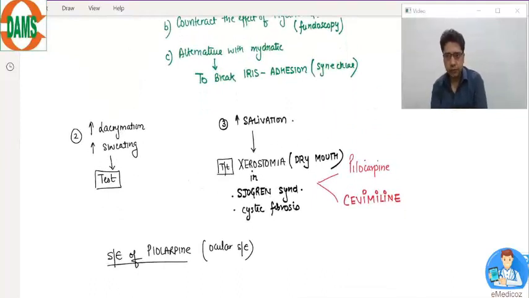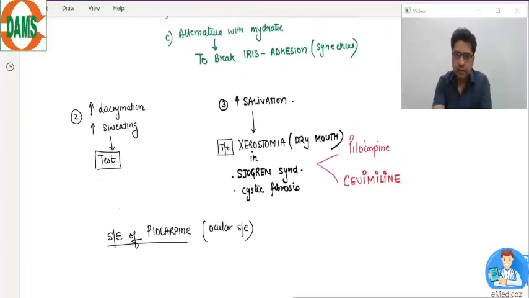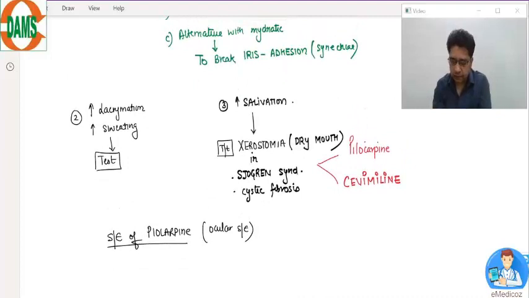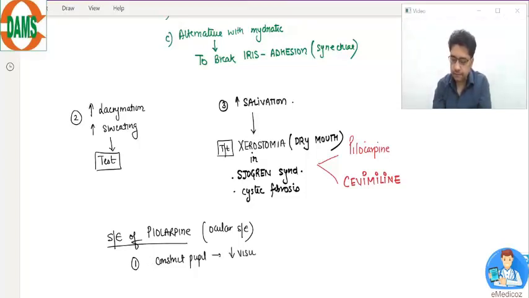Now, first point. Can we say when the pupil is constricted, there is miosis? Because of this miosis, there will be a decrease in visual acuity. So there is constriction of the pupil, and this constriction of the pupil will decrease visual acuity.